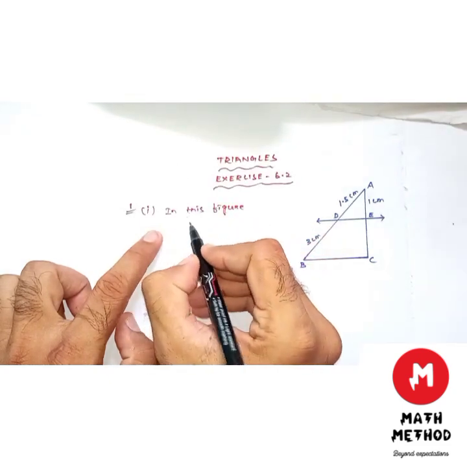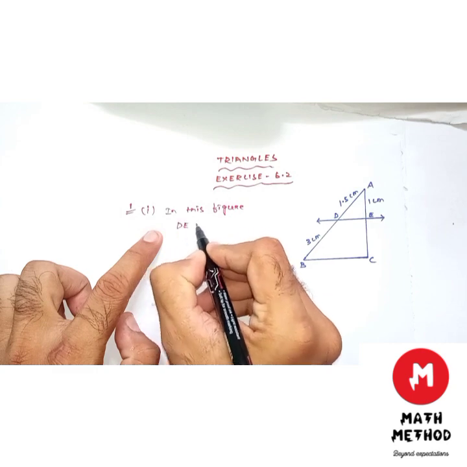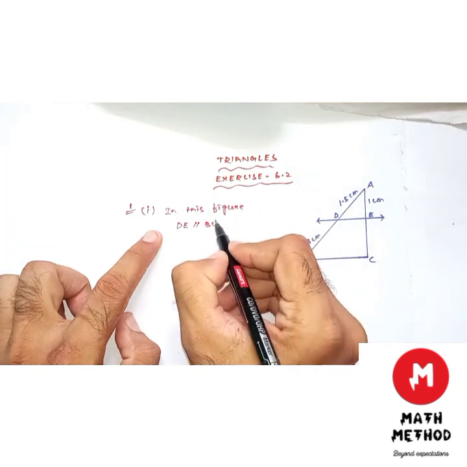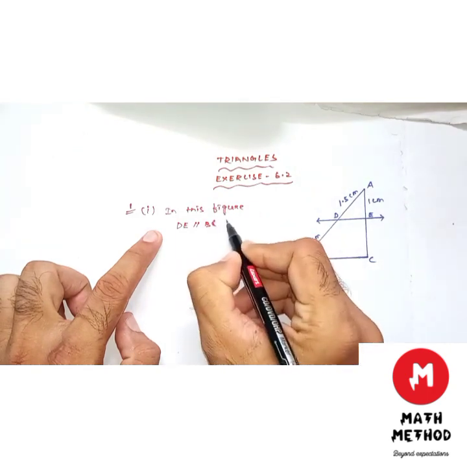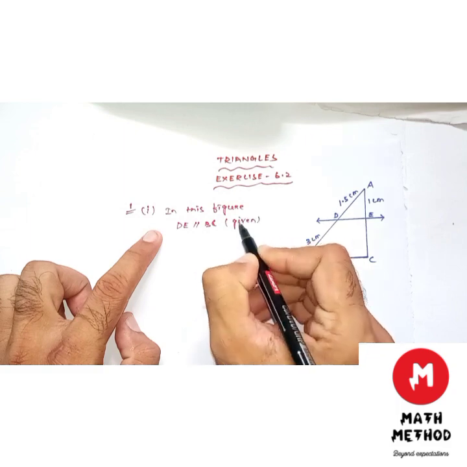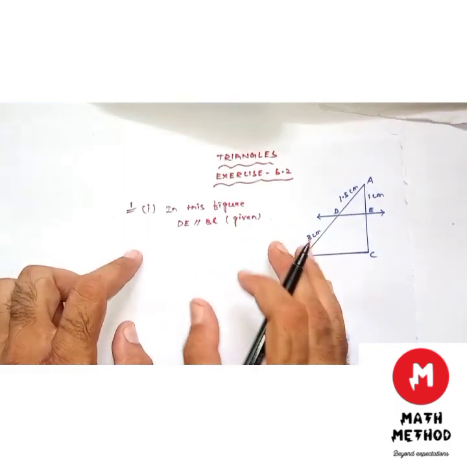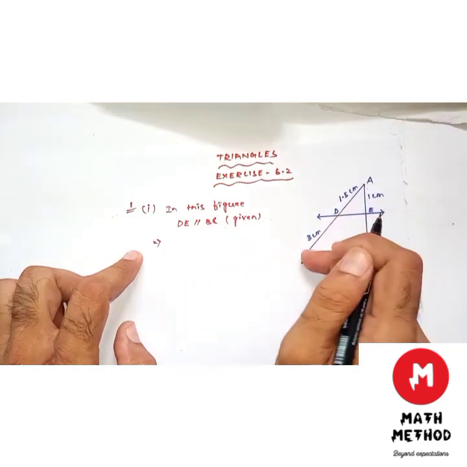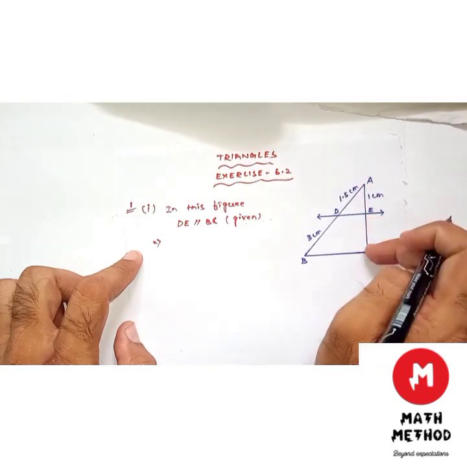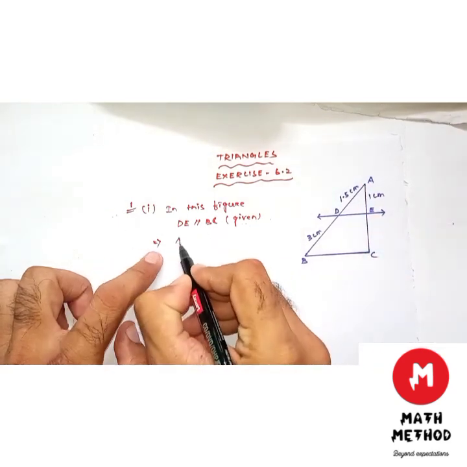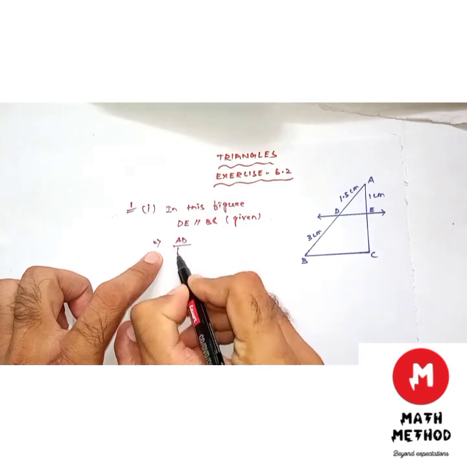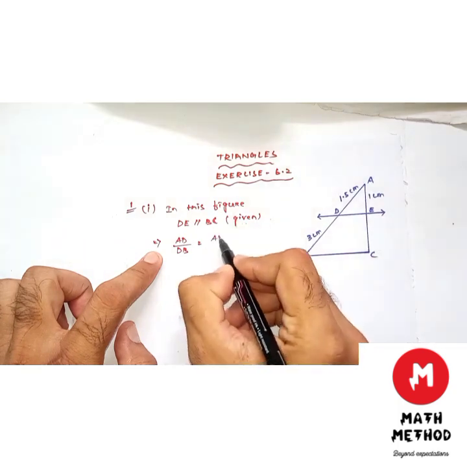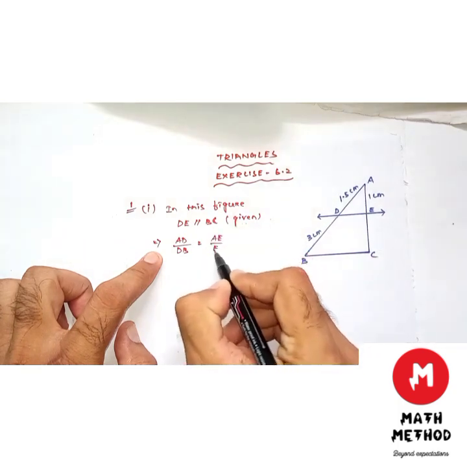DE is parallel to BC, that is given to us. Now by the basic proportionality theorem, this implies AD by DB is equal to AE by EC. Clear? Now here AD by DB is equal to AE by EC.